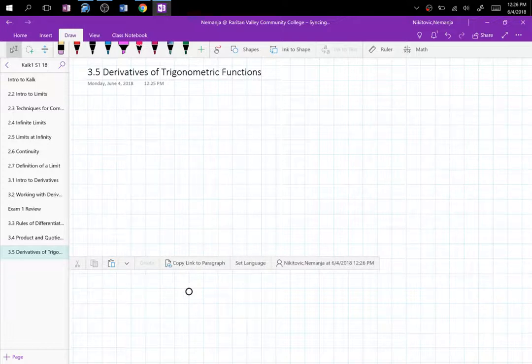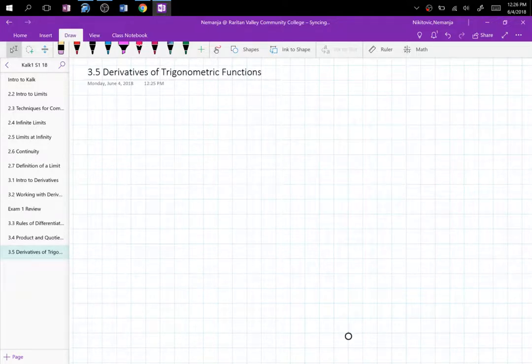Hello and welcome back to Calculus 1, section 3.5, derivatives of trigonometric functions. So far, we know the derivative of a constant is 0. We can deal with polynomial functions, radical functions, and rational functions. We have the product rule, quotient rule, constant multiple, and sum and difference rules.